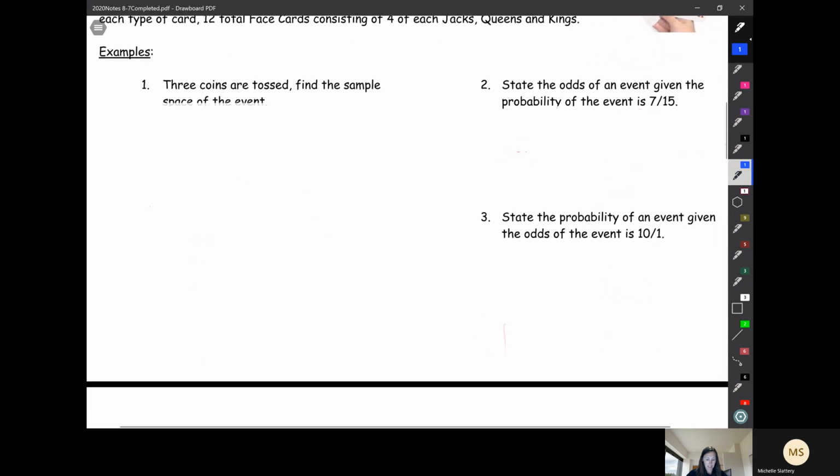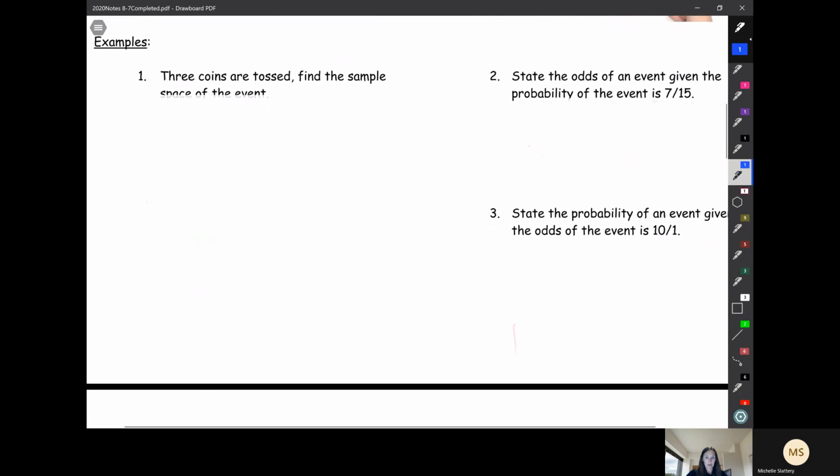All right, let's take a look at some examples now. Here we have 3 coins that are tossed. We want to find the sample space of the event. When you're finding the sample space, I recommend using some strategy and organization in the way you write out the sample space. We're tossing 3 coins, so we could get either heads or tails on each coin.